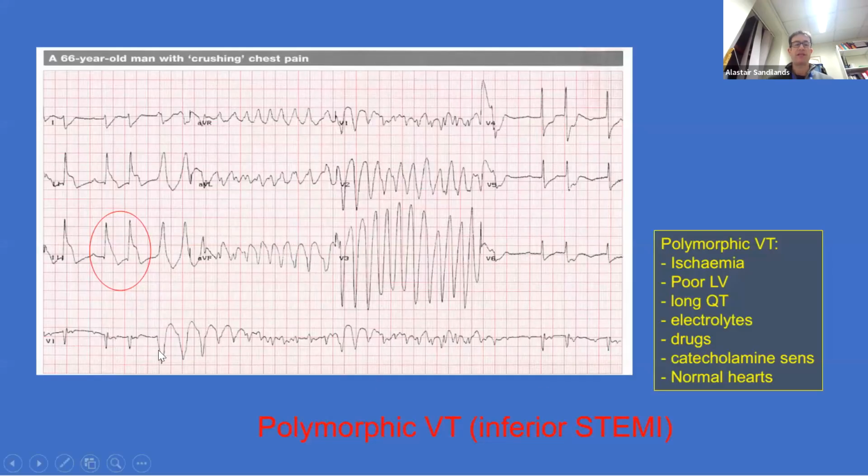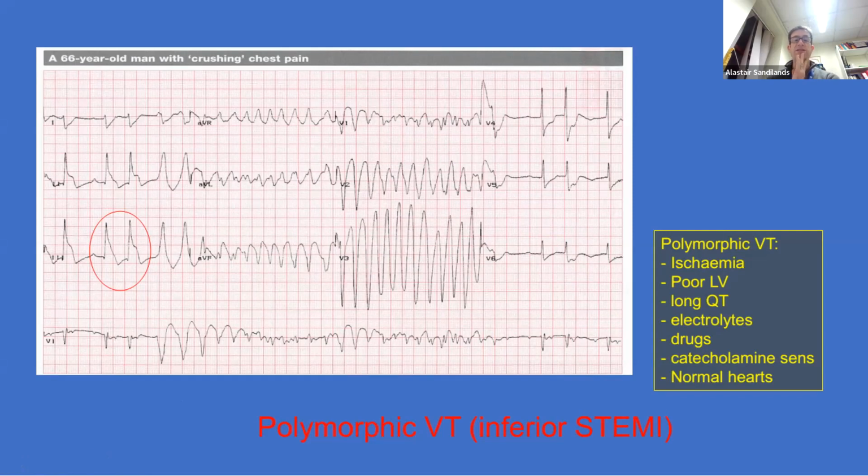Another example of polymorphic VT, because within the lead, you've got it looking very negative, going very positive, and all beats look very different. It's irregular and fast. Some of the causes for polymorphic VT could be ischemia. So in this example, this gentleman's having an ST elevation myocardial infarction, which goes into polymorphic VT, secondary to the inferior STEMI. Other causes might be long QT, abnormal electrolytes, class 3 medications, catecholamine sensitive, and in normal hearts, you can get polymorphic VT. It doesn't have to be life-threatening.